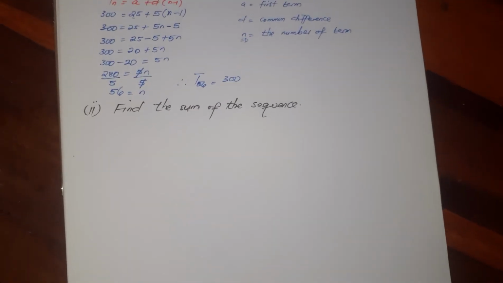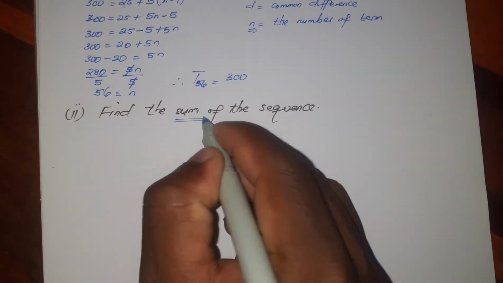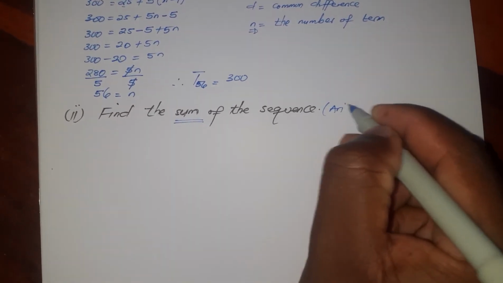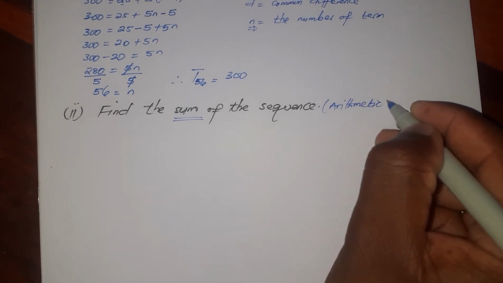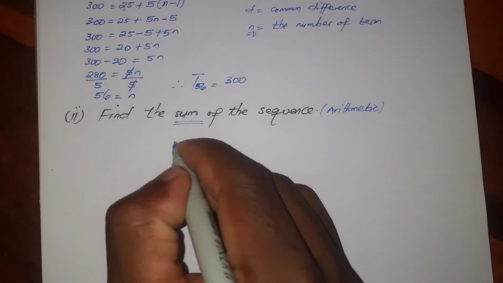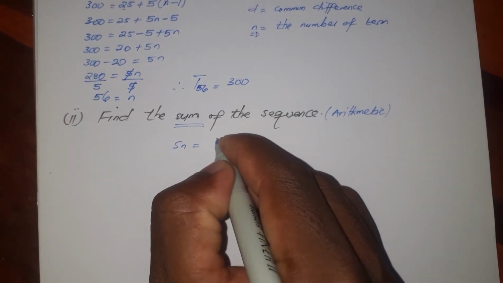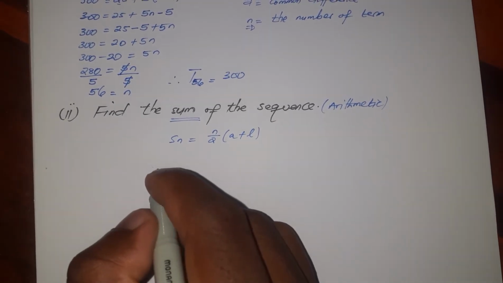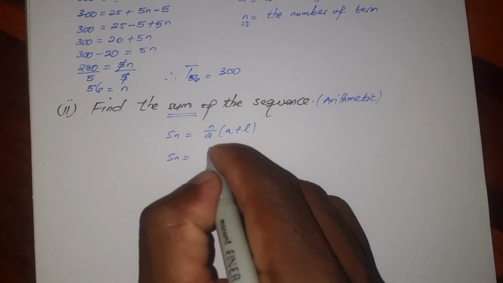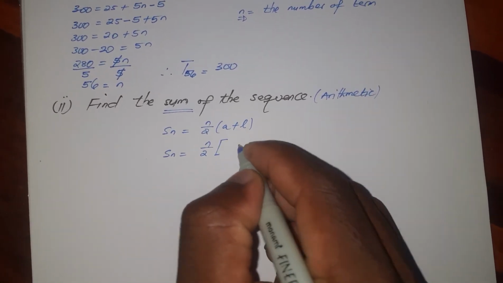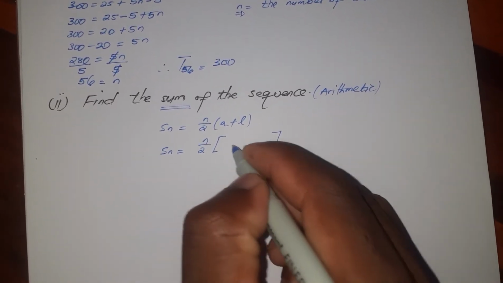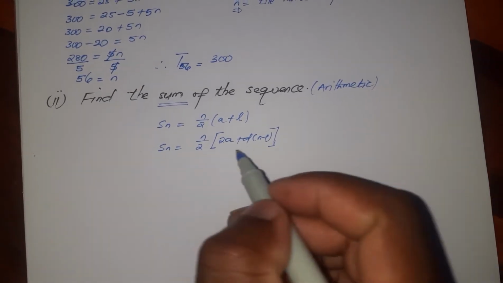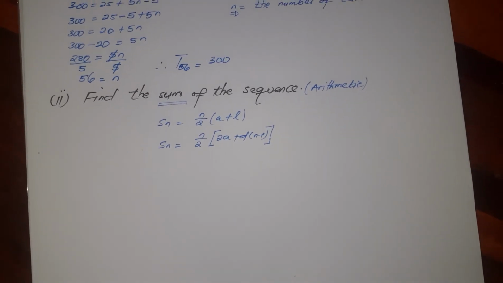And the second question, we are told to find the sum. Again, there are two formulas for finding the sum of the sequence. In this case, we are talking about an arithmetic sequence. There are two formulas, and those formulas are Sn equals n over 2 (a plus l). And then the other formula is Sn equals n over 2 (2a plus d(n minus 1)). I can't remember this formula very well, but I think it should be that.